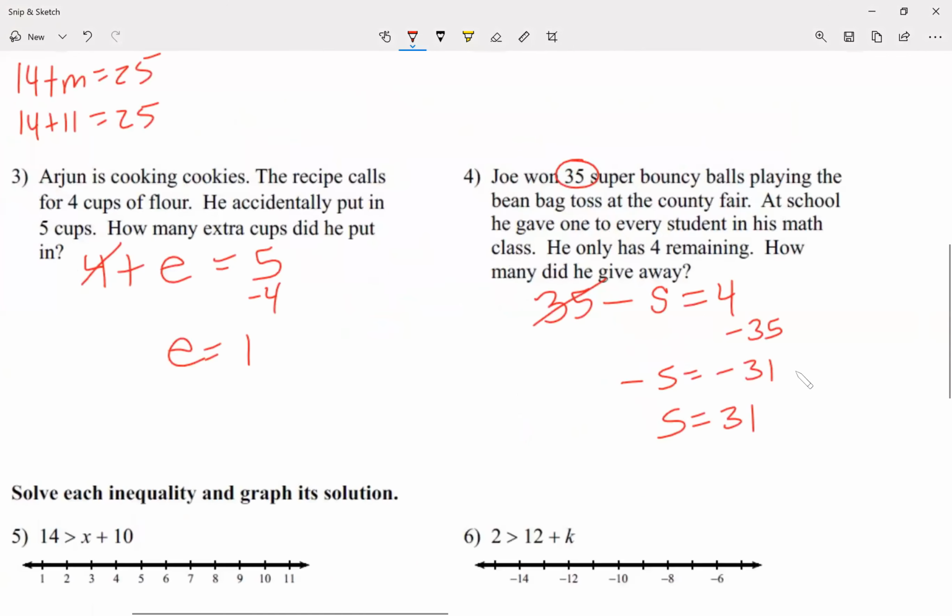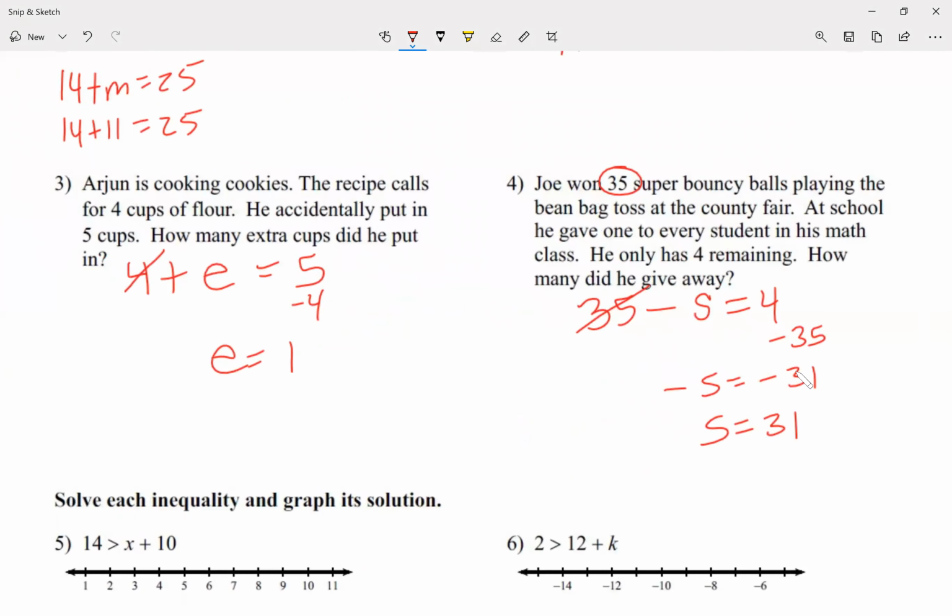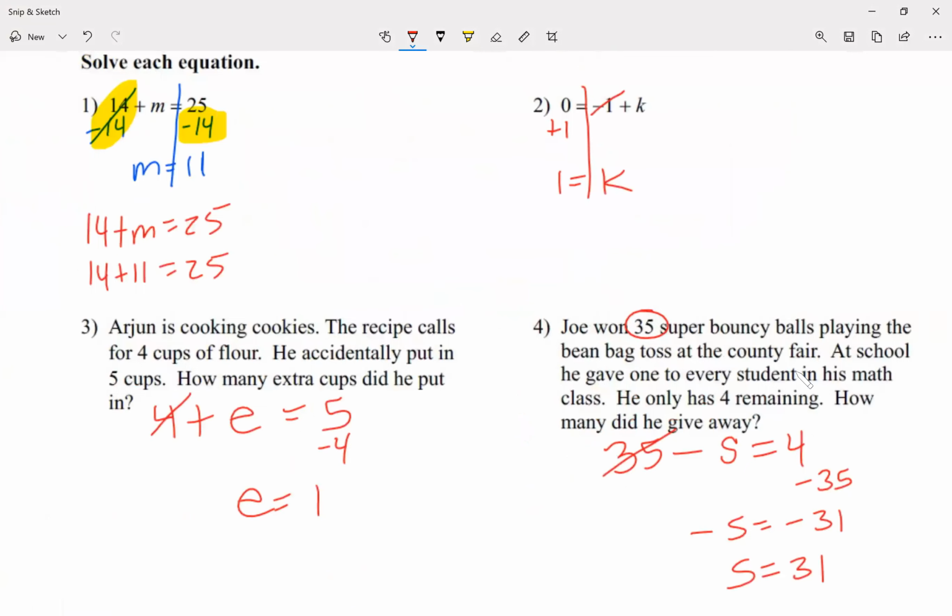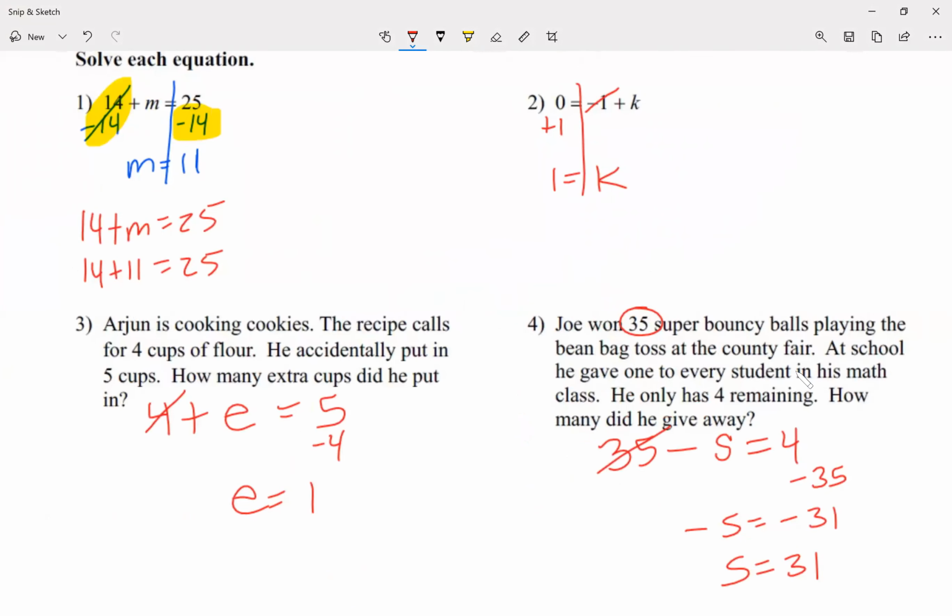Notice how for the word problems, I just used a random letter. I chose a letter that made sense. Now, for questions 1 and 2, the letter is just the letter. I just want to find out what's the value that can be replaced for the letter to make it a true statement.